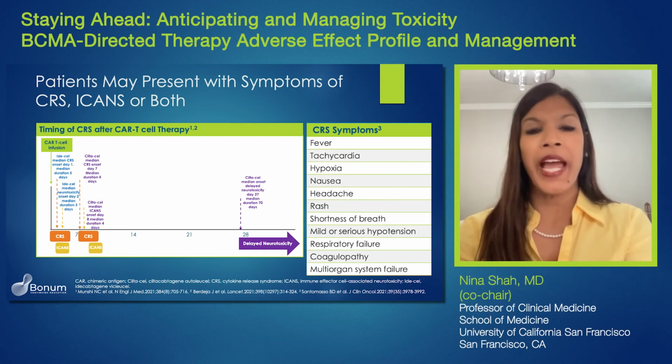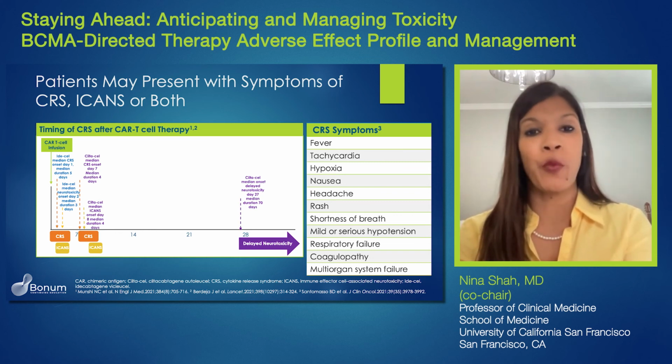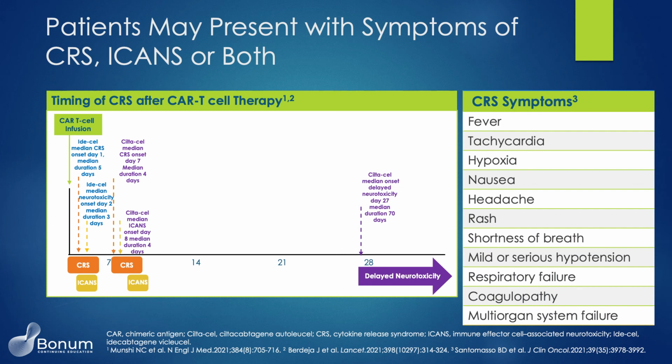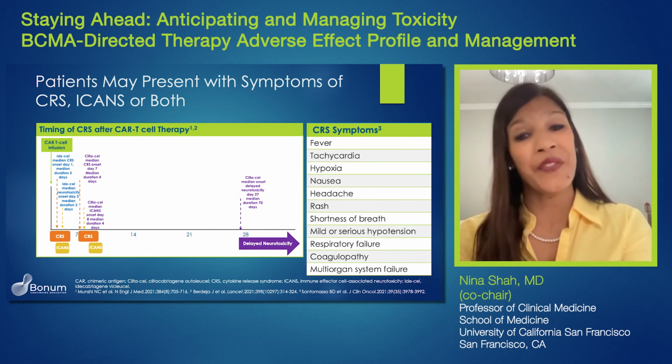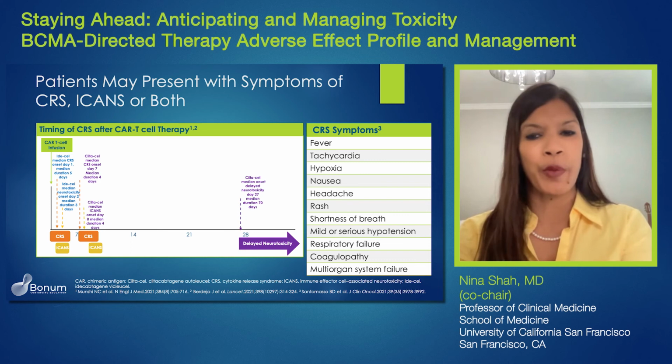Now, when you think about how you map out what's going to happen on the patient's journey, you can see that patients may present with symptoms of CRS, ICANS, or both. So they don't have to necessarily be one and then the other, but we tend to see a pattern where the CAR T-cell infusion happens and then we'll see CRS. Now, ide-cel CRS tends to be a little bit earlier, and median time to onset is 1 day versus cilta-cel median time was 7 days. And thereafter, you may see symptoms of ICANS. Now, it doesn't have to be after CRS or concordant with CRS, but the pattern generally does fall a little bit after that. You have to look to make sure you're looking for both.